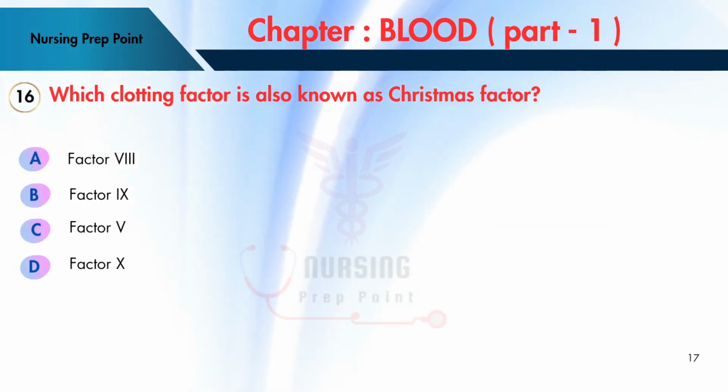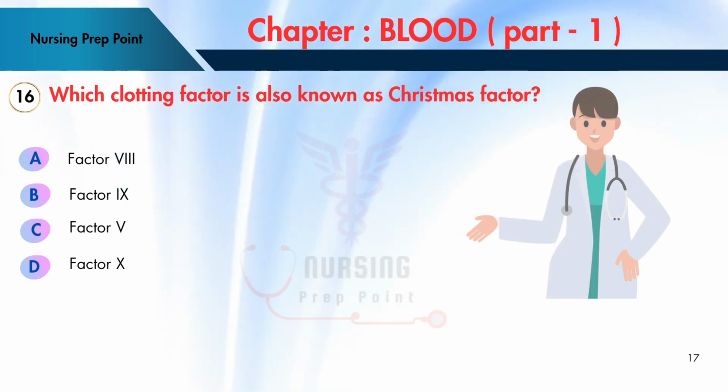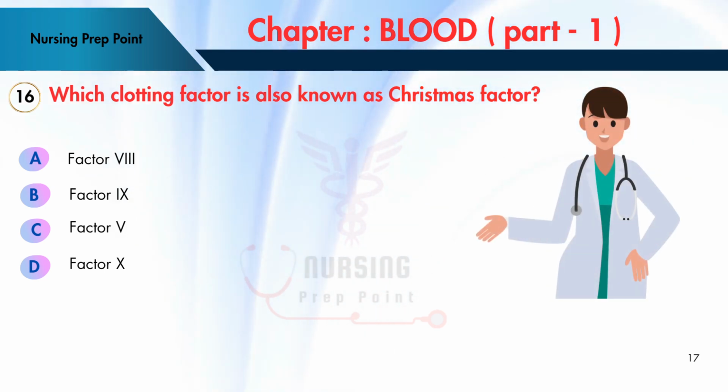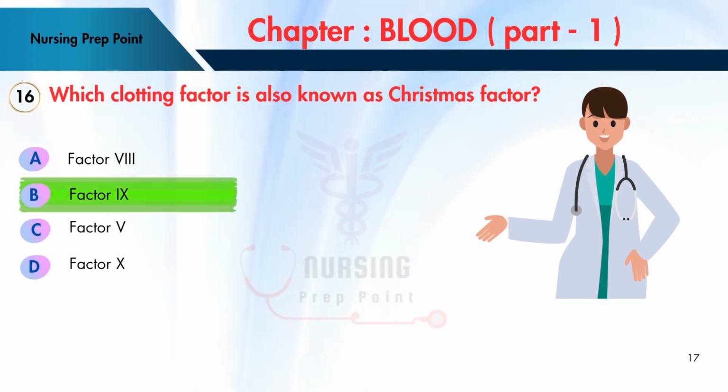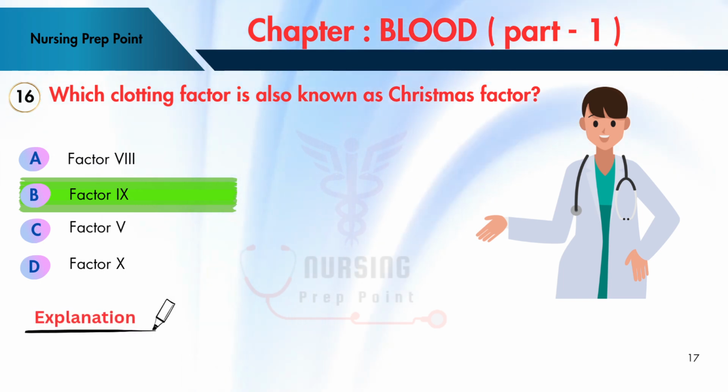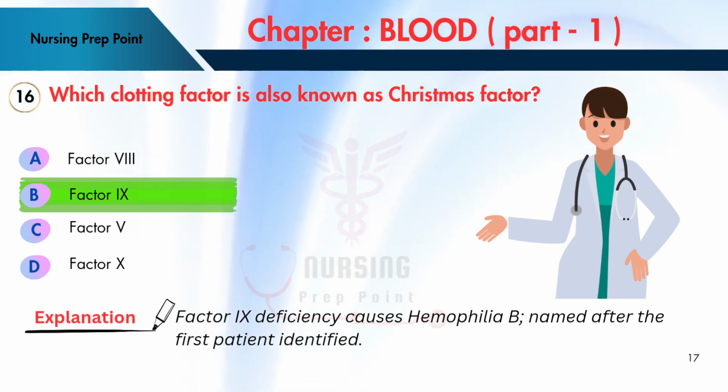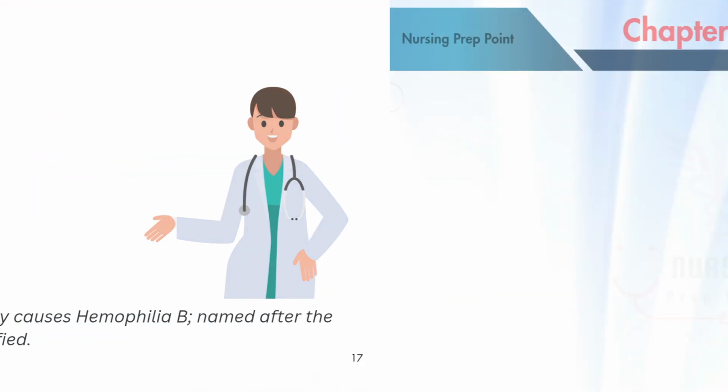Which clotting factor is also known as Christmas factor? Option A, factor 8. Option B, factor 9. Option C, factor 5. Or option D, factor 10. The correct answer is option B, factor 9. Explanation. Factor 9 deficiency causes hemophilia B, named after the first patient identified.